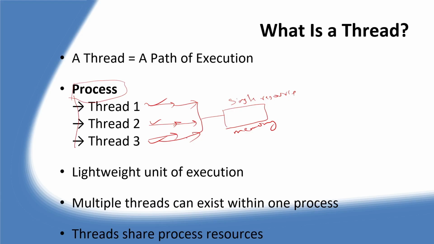So what is a thread? It is a lightweight unit of execution. Multiple threads can exist within one process, and threads share process resources. A thread is nothing but a path of execution. How these tasks get completed will follow a different path.